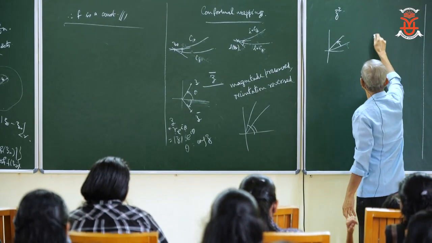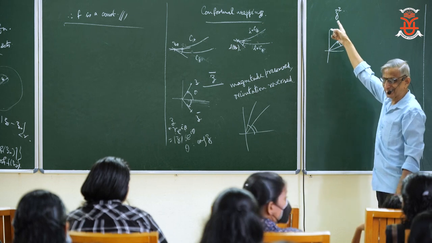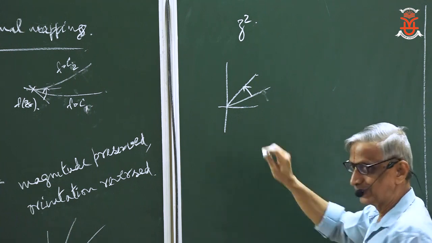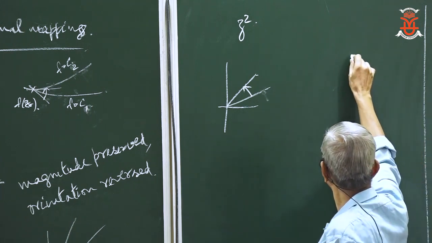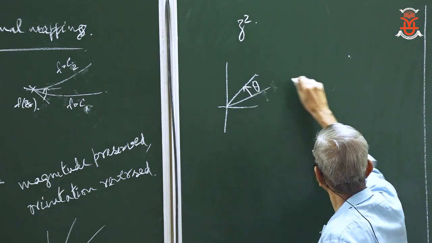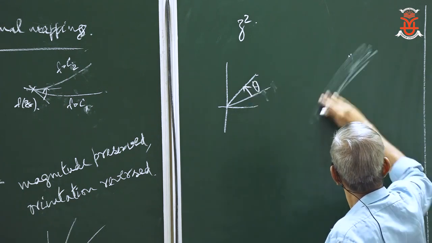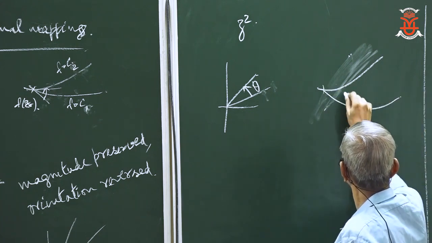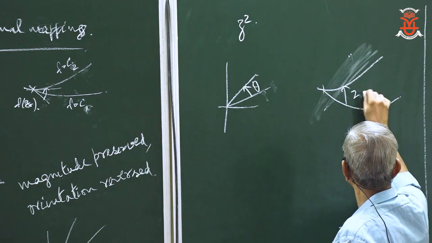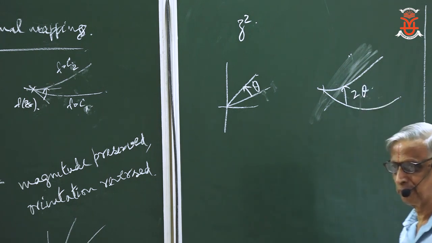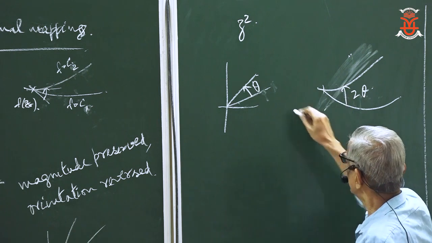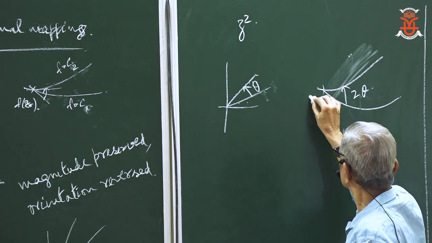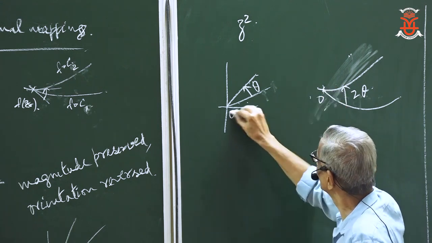Look at whatever, I'm not going to draw the correct figure. What happens to the straight lines under z square? I'm not going to discuss that. But so if this is theta, the image curves, this is going to be 2 theta. Suppose these are the images of these two. So this is again 0, okay? 0 goes to 0.